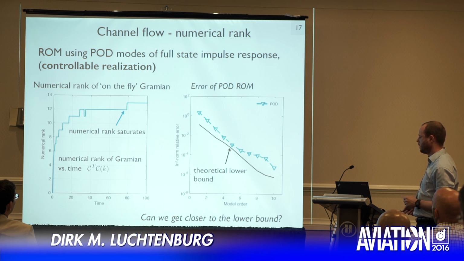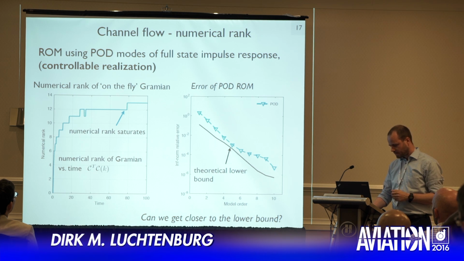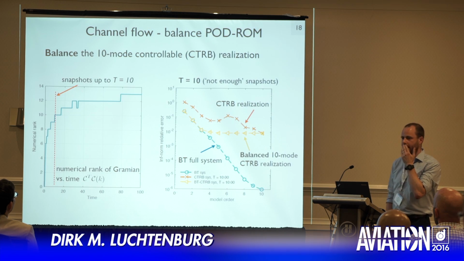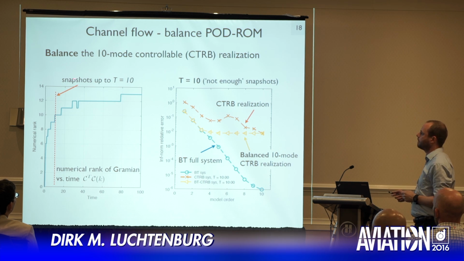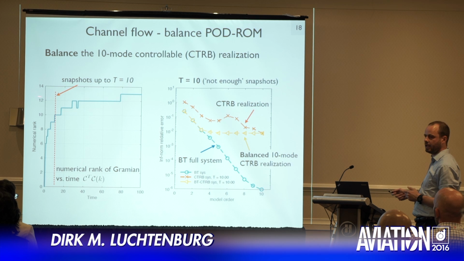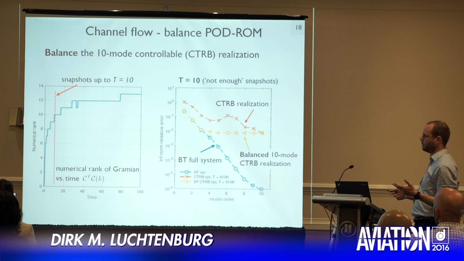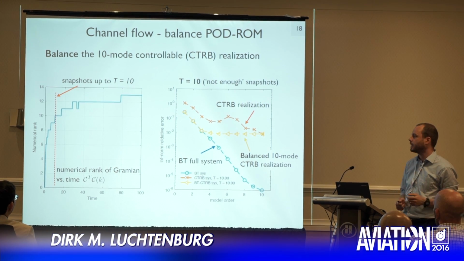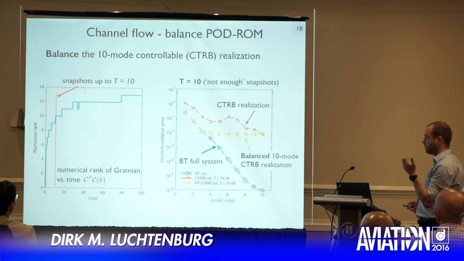So the question is now, can we get closer to this lower bound? Can we somehow do that? And the answer is yes, we can. What we're going to do now is take snapshots up to this particular point in time. It seems like these are not enough snapshots, because the rank has not saturated. That means if I take more and more snapshots, new information is still coming in based on the rank. But I just ignore that and say I'm just going to take snapshots up to that point.